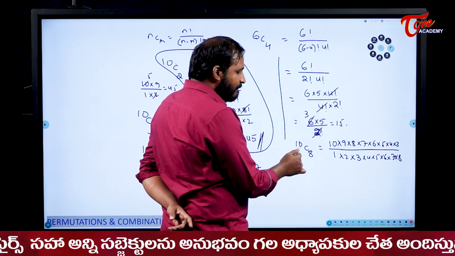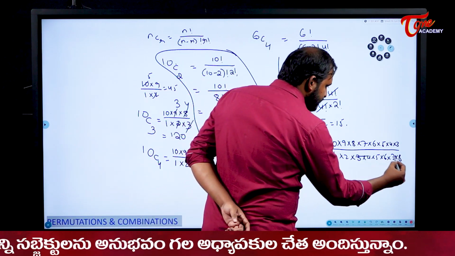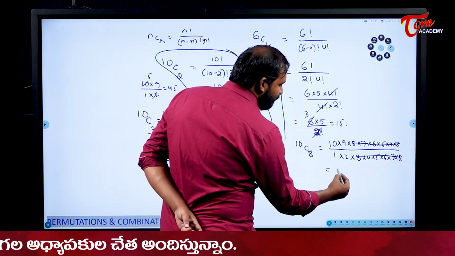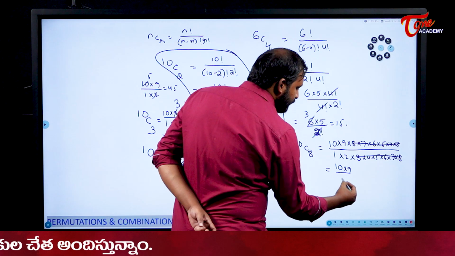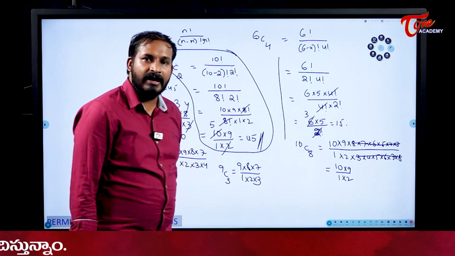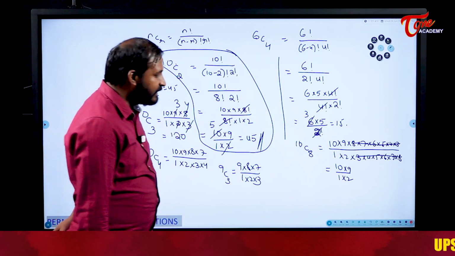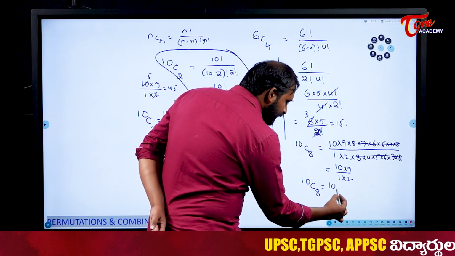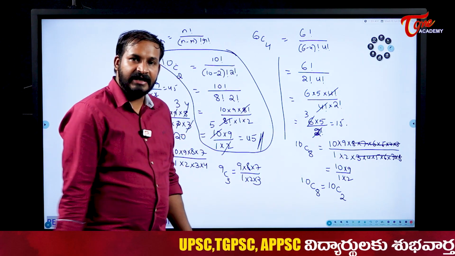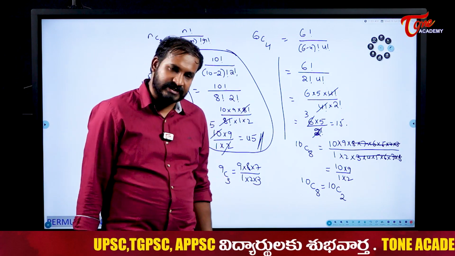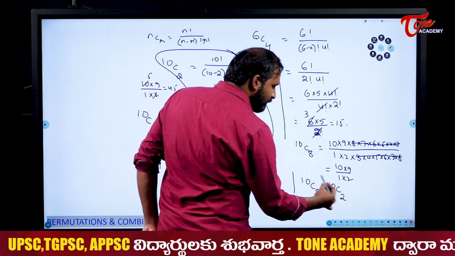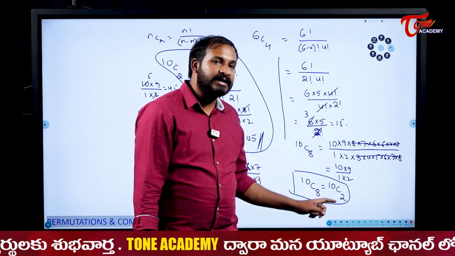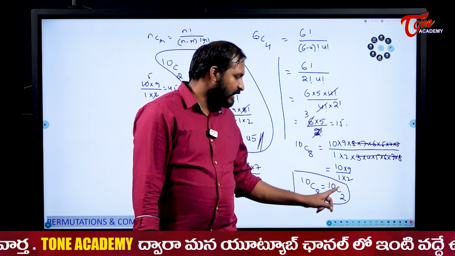Please solve it. What will happen here? 3, 4, 5, 6, 7, 8 will get cancelled, and at last what are you left with? 10 into 9 by 1 into 2. That means, can I write 10C8 is equal to 10C2? Yes, sir. How do we write it in formula terms? 10 minus 8 is how much? 2. So you can write that as 10C2.